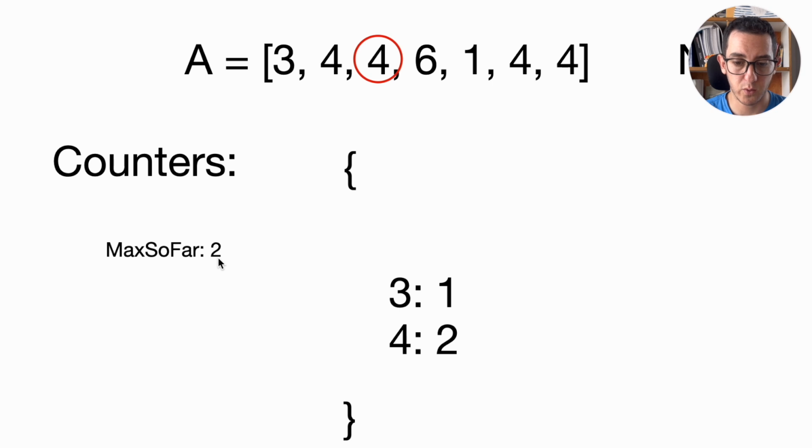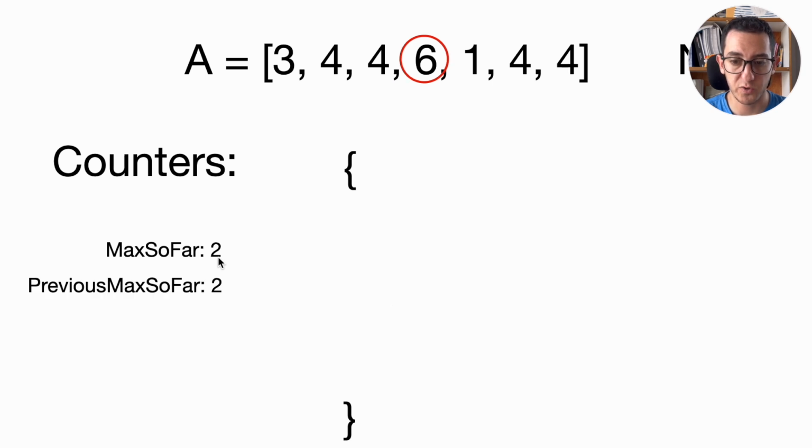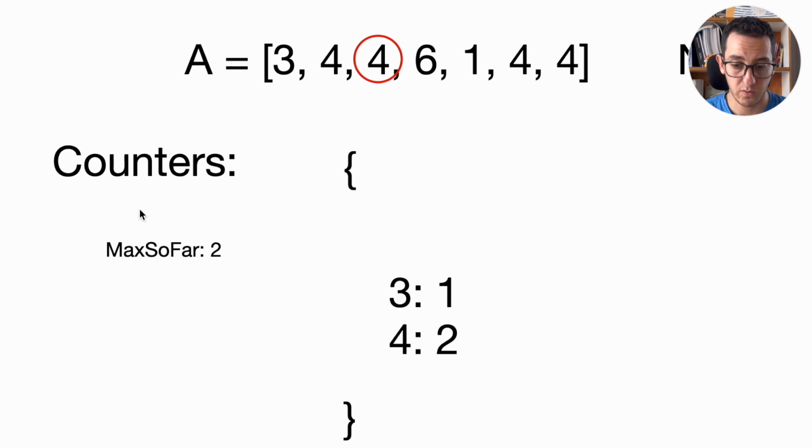And here comes what we talked about earlier, which is on the max out counters, we're going to store what was the previous value of the counters. In this case, it was 2 from number 4.